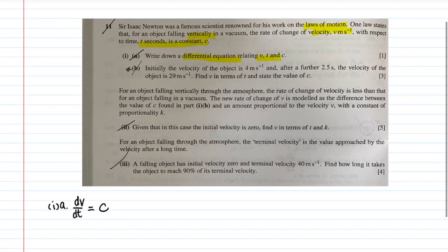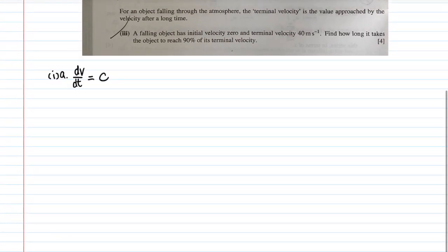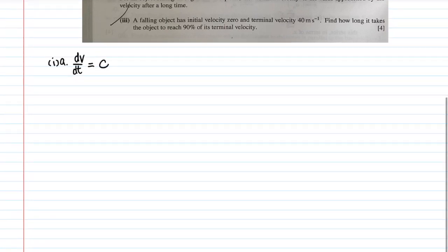Okay, part B. Initially, the velocity of the object is 4 meters per second, and after a further 2.5 seconds, so initially, highlight the words, and further 2.5, the velocity of the object is 29 meters per second. So find v in terms of t and state the value of c. This is also very easy. Over here, we're going to do a bit of integration.